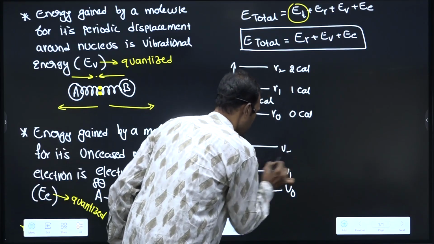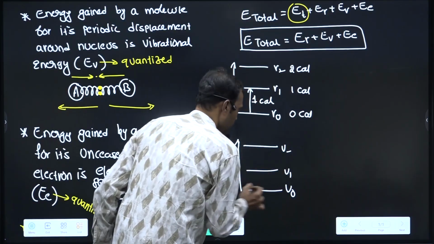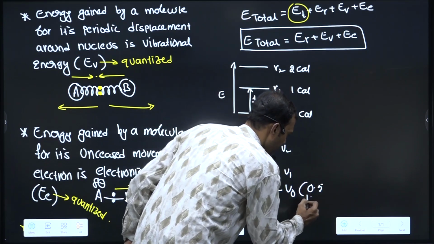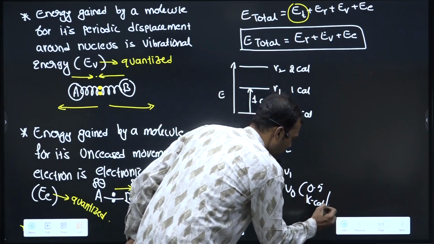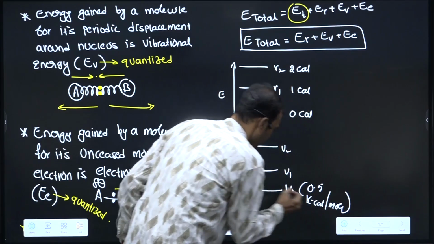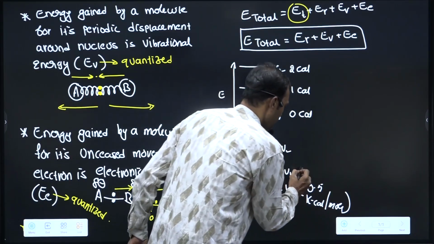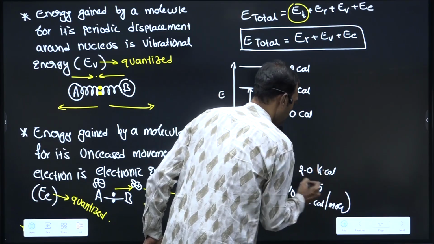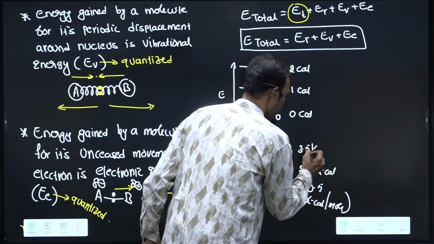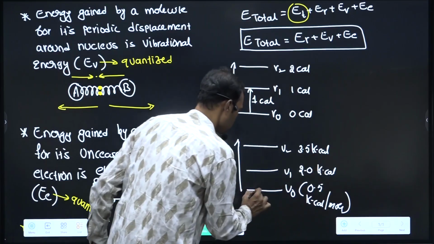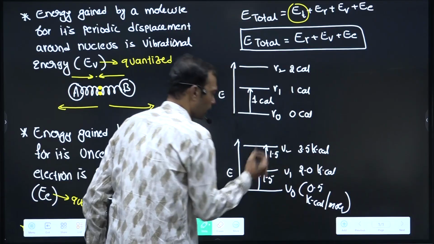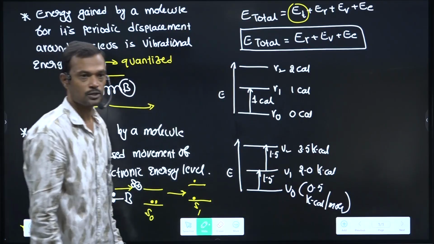And if you take any vibrational, V0, V1, V2, this is energy. So here 0.5 kilocalorie per mole of energy is required for ground state. Here it becomes 2.0 kilocalorie and here 3.5 kilocalorie. Energy between these two? 1.5 from here to here, 1.5 kilocalorie between two vibration energy levels.